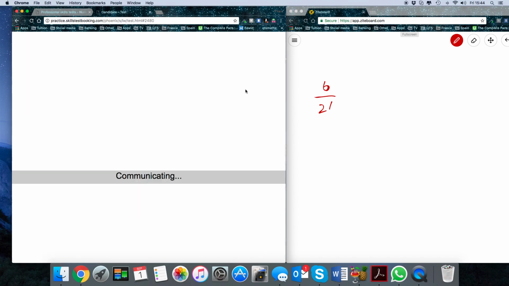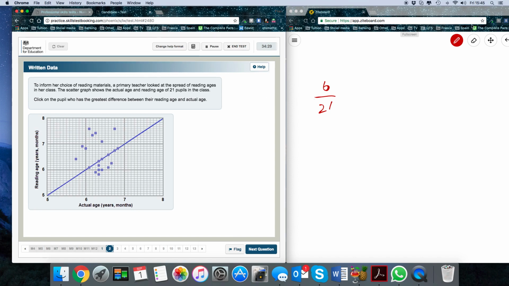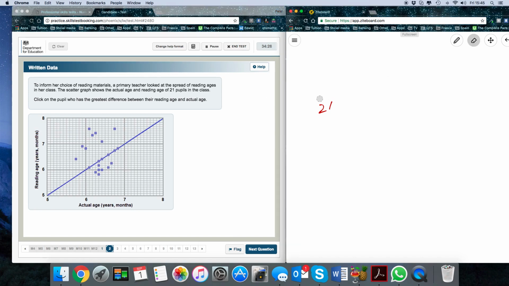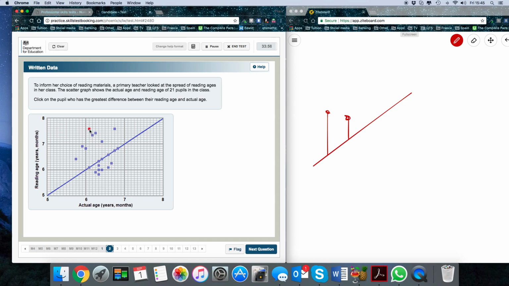Let's move on. Same graph, and they're just going to ask us a different question on it. We've got to click on the pupil that has the greatest difference between their reading age and actual age. I'm going to do a quick drawing over here to show you what you do. If you've got a dot here and a dot here, what you're really measuring is the vertical distance from the line. So you want to visualize the one that's the furthest away. It's this one here. I hope that makes sense.